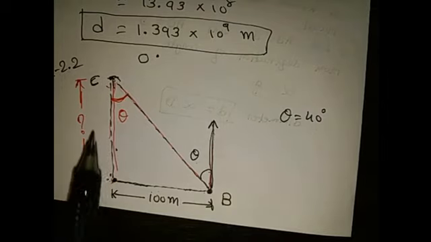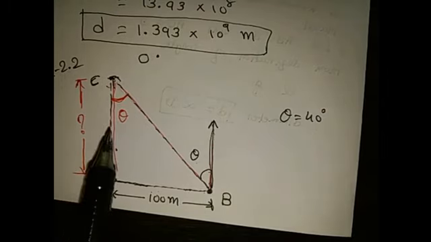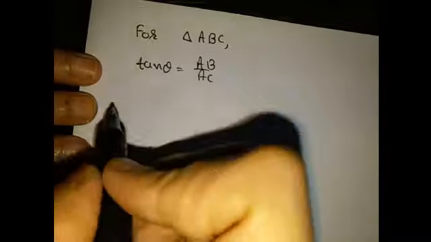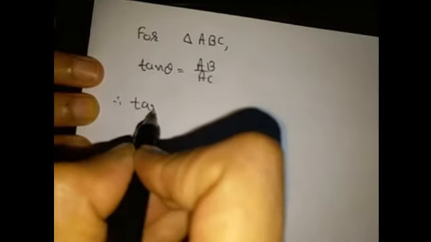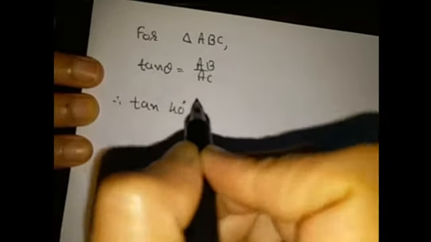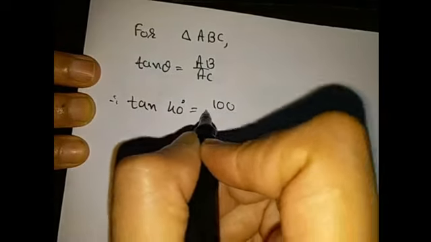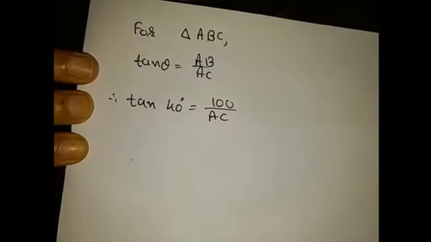So I can write that for triangle ABC, tan theta is equal to AB upon AC. Okay. Now let us put the value. It is tan theta is 40 degree, AB is given as 100 and AC is to be obtained, right?